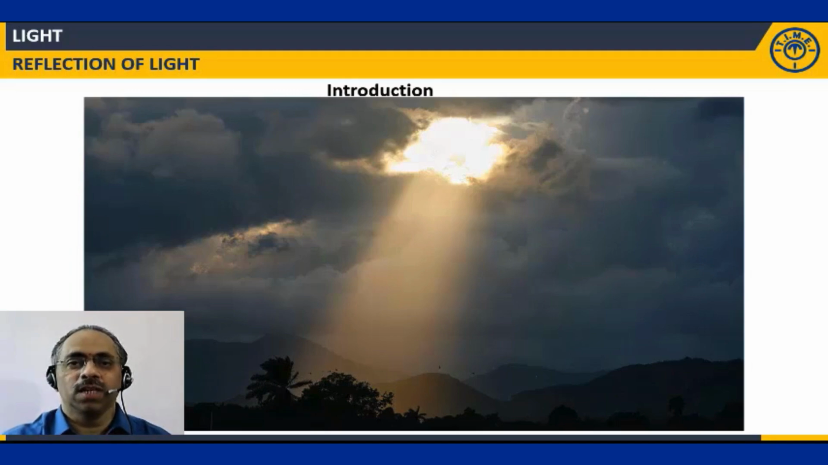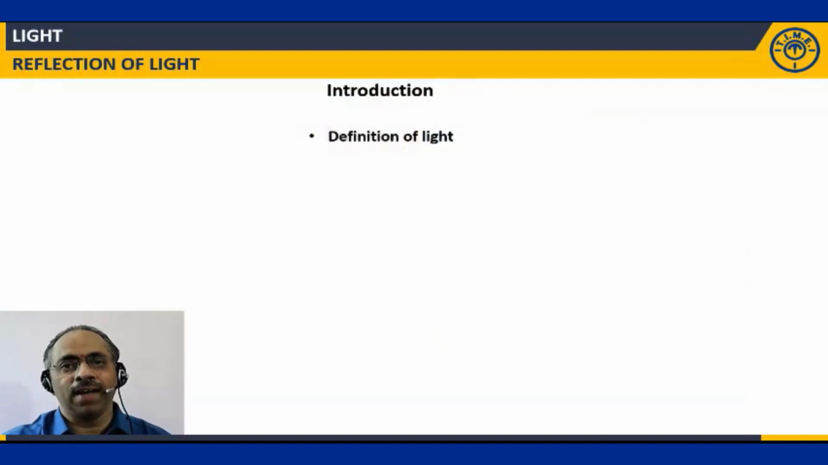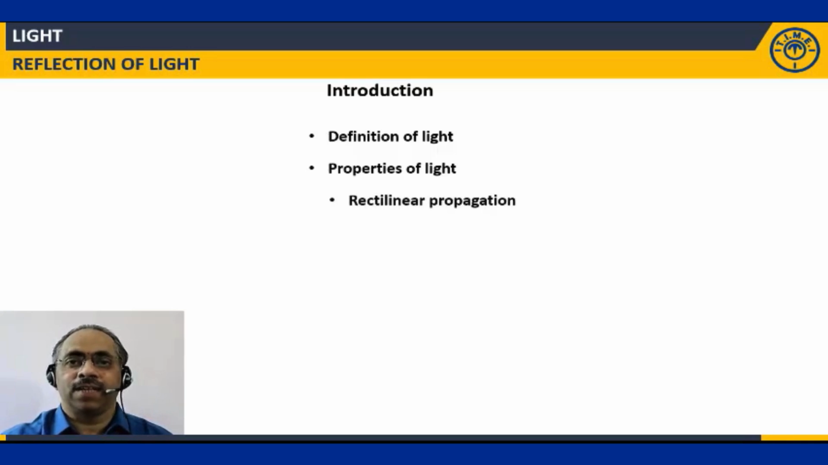Before going further, we'll discuss some of the properties we have seen through these 2 minutes of time. First of all, we define light as a form of energy which helps us see the world. When you consider the properties, it travels in a straight line. That is what we discussed already. We call it rectilinear propagation.